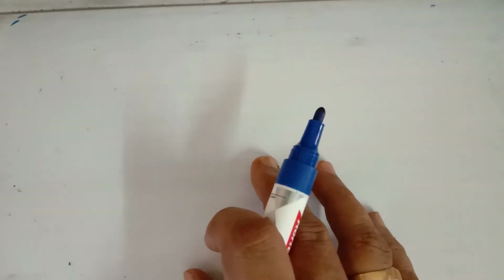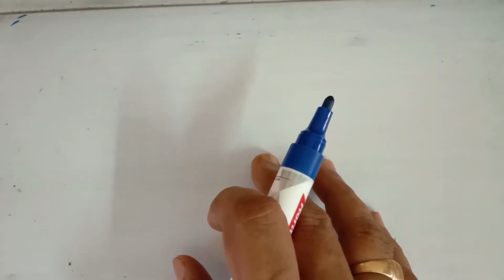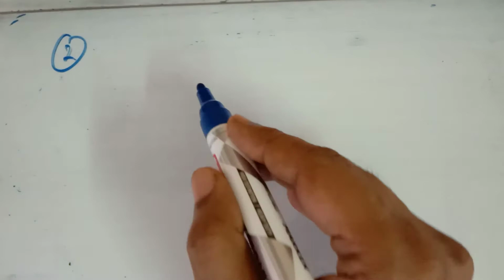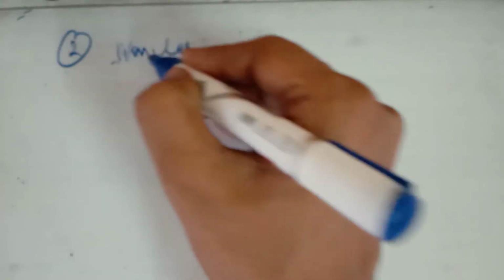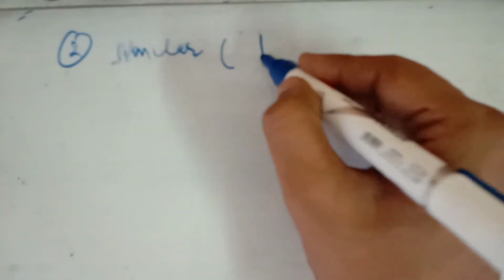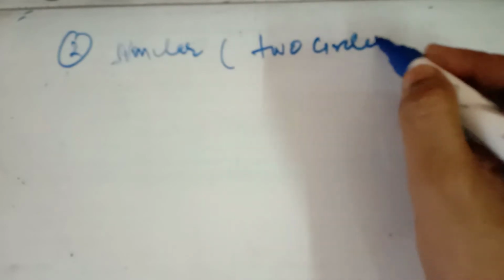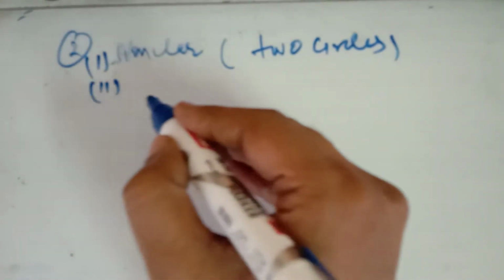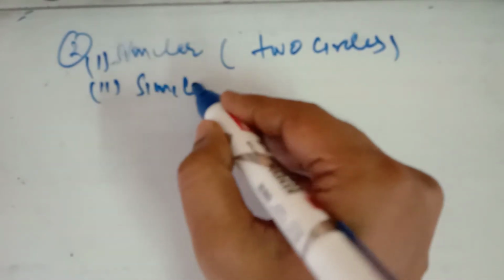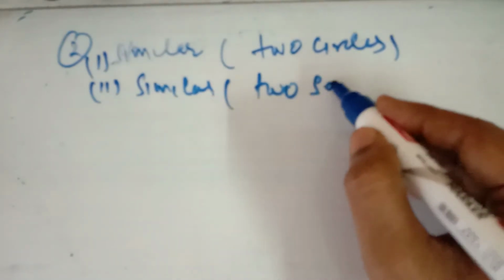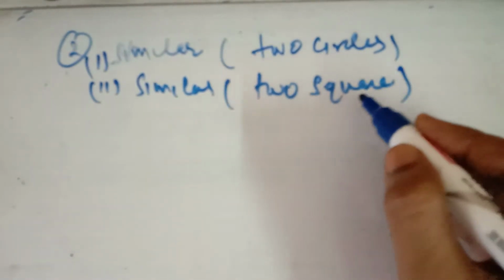Now after that you have question number 2. Give two different examples of pairs of similar figures and pairs of non-similar figures. The similar figures can be any two circles. Similar figures you can also take as any two squares. Two squares are always similar.